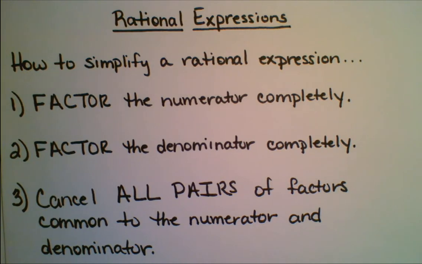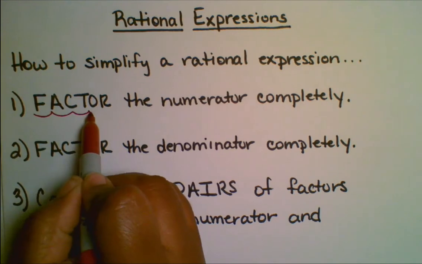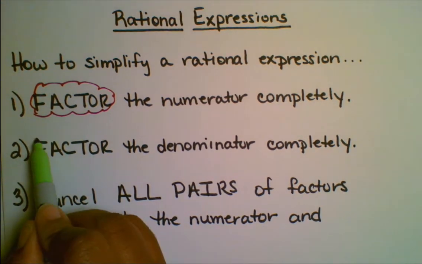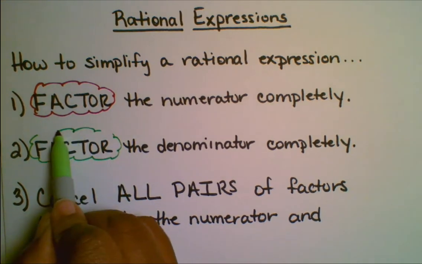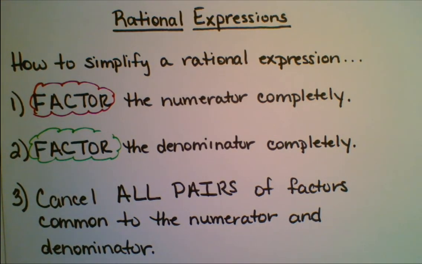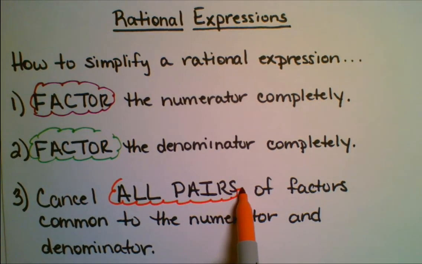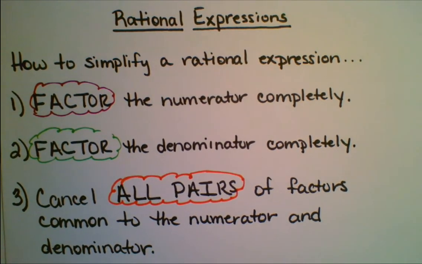How to simplify a rational expression. Number one, what is key here is that we factor the numerator completely. We factor the denominator completely. Then, once we do that, we cancel all pairs of factors that are common to the numerator and denominator.